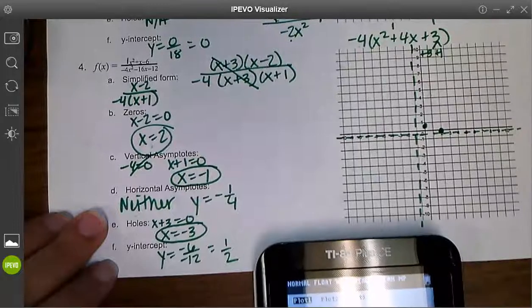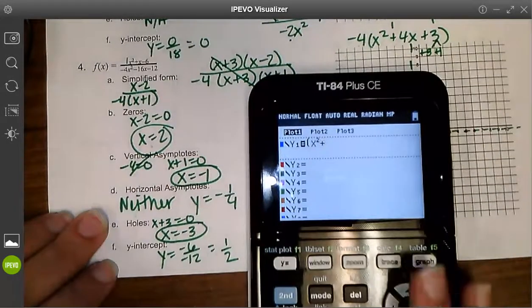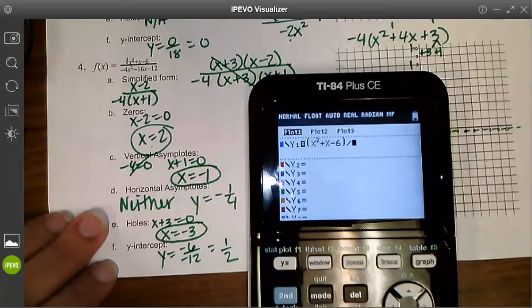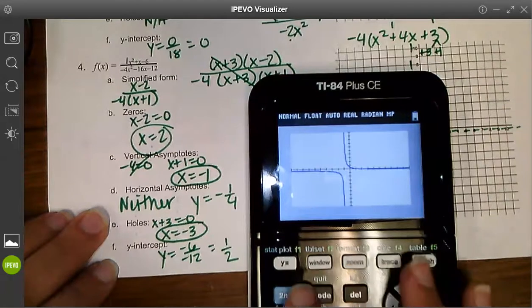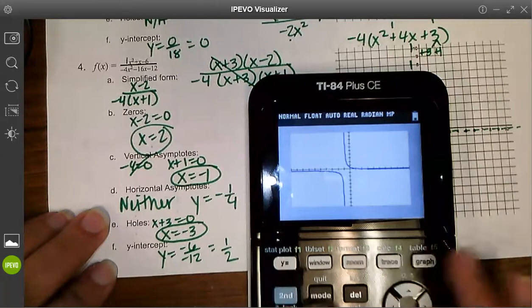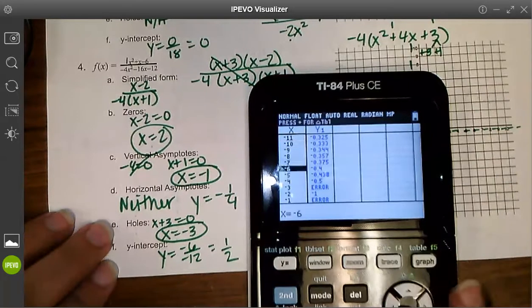Plugging it into my calculator. Again, I'm plugging in my original x squared plus x minus 6 divided by negative 4x squared minus 16x minus 12. And there we go. So now the hole is not going to show up on your calculator because it's not very accurate. It's still pixelated. You can look at your table though. And at -3, you have that error.